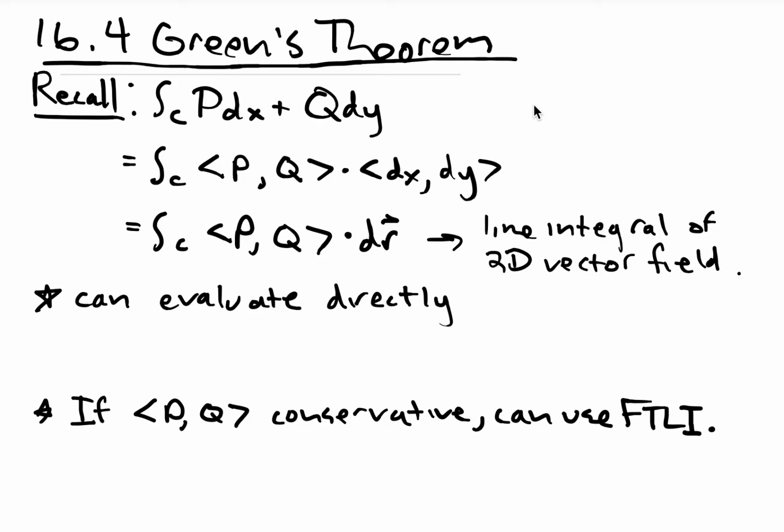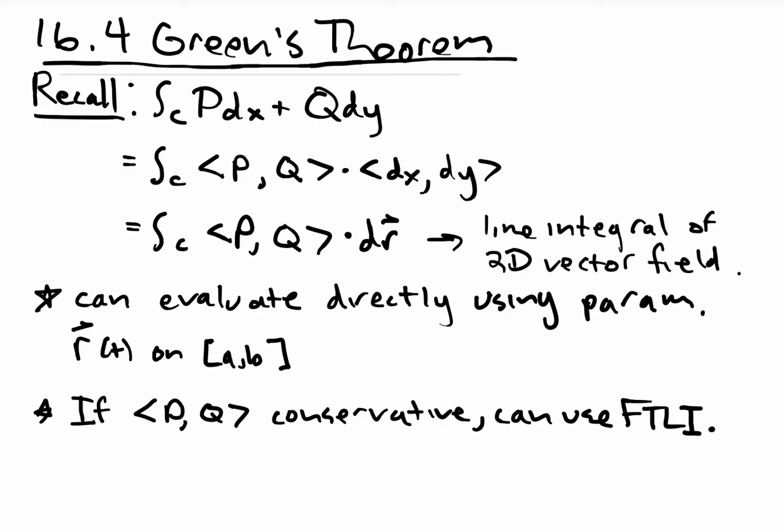Now, currently, we have a couple ways that we could evaluate that. One, we could evaluate this directly, and what I mean by directly is using a parameterization. So I could use some sort of parameterization, which we've usually been calling r of t, on the interval [a, b]. What I mean by evaluating directly is the case where we fix my bounds, we fix my function, and we fix my differential.